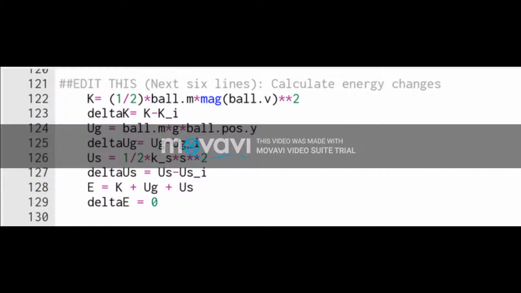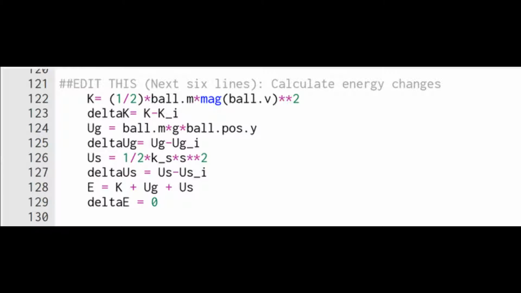Next, the changes in energies were found by defining the energies, then subtracting the current energy from the initial energy. Finally, using the energy principle, students found total energy to be the sum of all energies, and the change in energy to be 0.